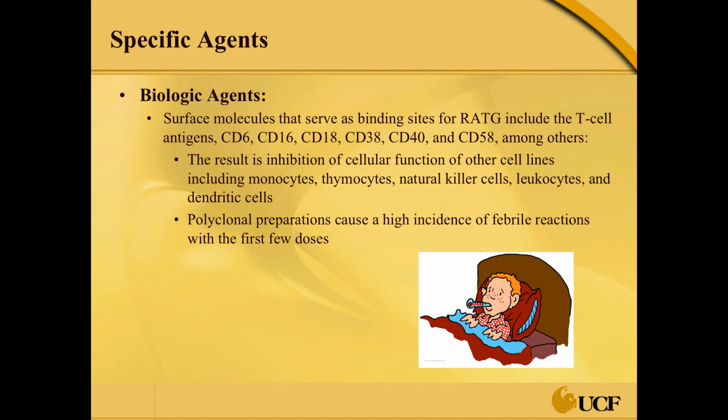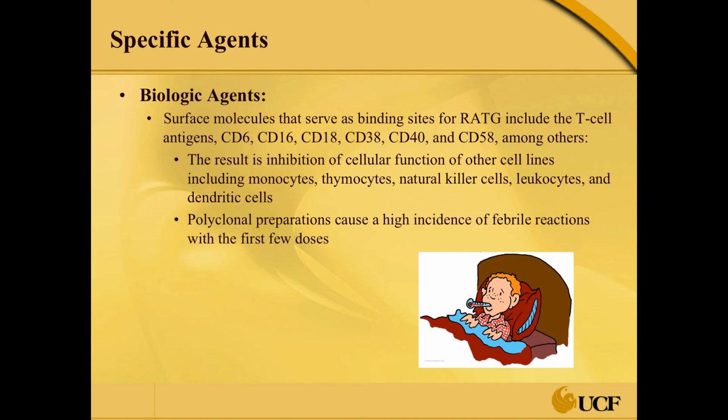Biologic agents include things like surface molecules. Actually, let's go back here. So surface molecules that serve as binding sites for RATG include the T cell antigens CD6, 16, 18, 38, 40, 58, and others. And the result is inhibition of cellular function of other cell lines, including monocytes, thymocytes, natural killer cells, leukocytes, and dendritic cells.